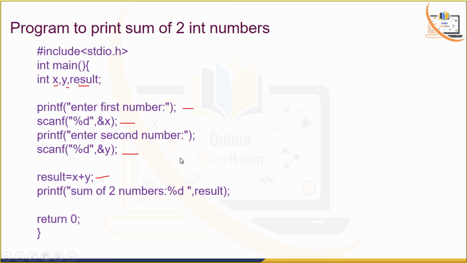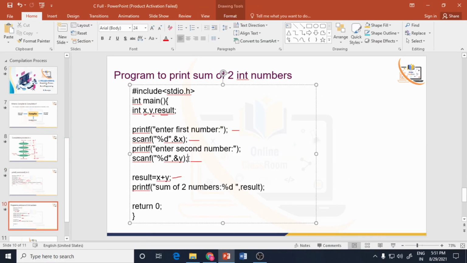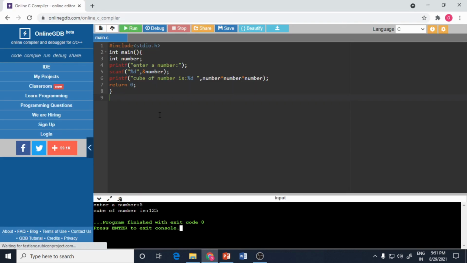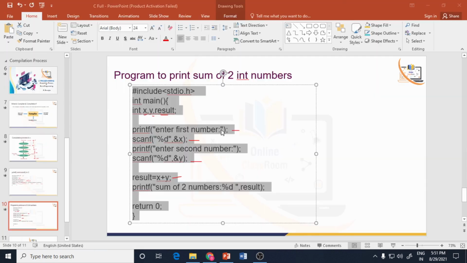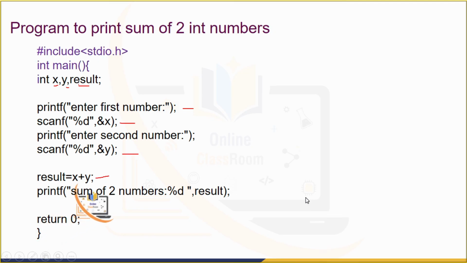Let's run this code again also. So I copy, open the same thing, paste, and press the run button. Then enter the first number. Suppose the first number is 2, and enter the second number, again 3, so the result is 5. So this is a very simple C programming code by which you can add two integer numbers, right?